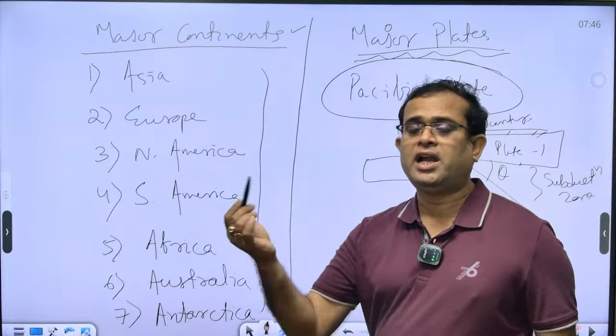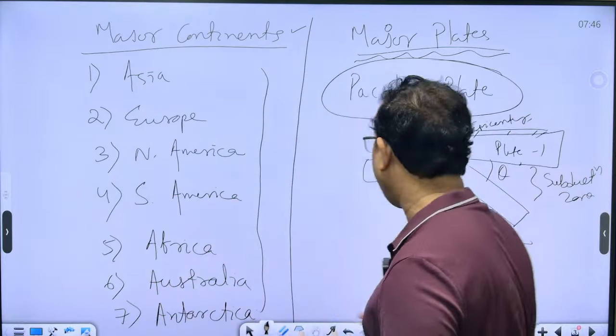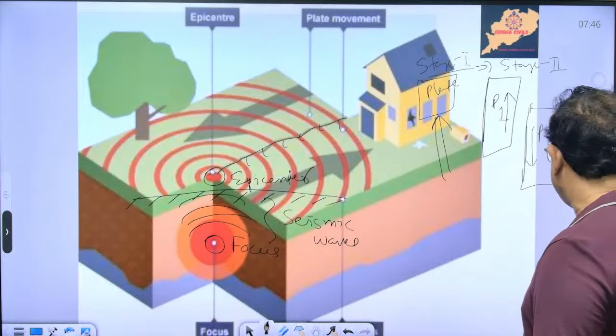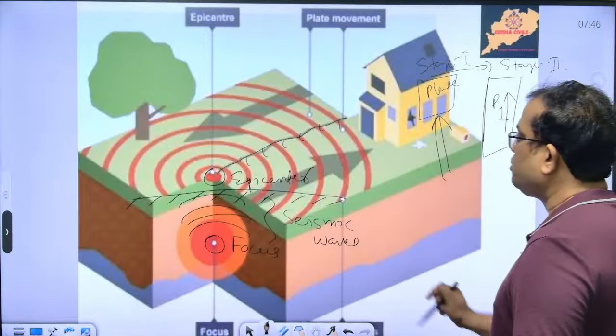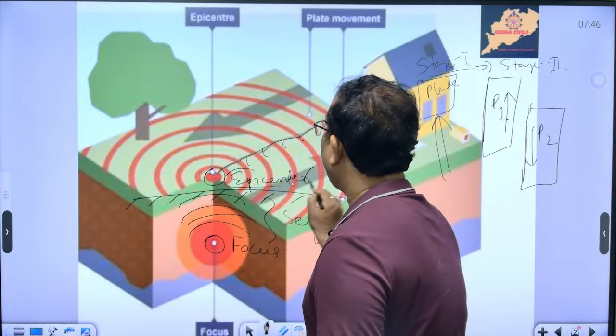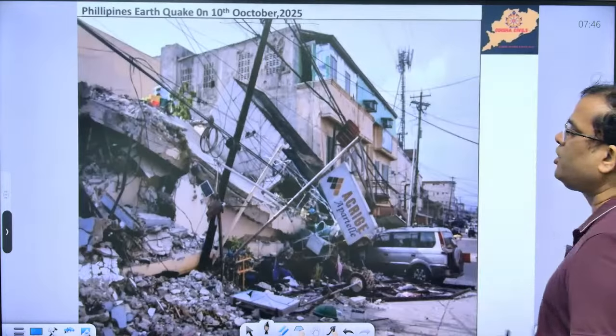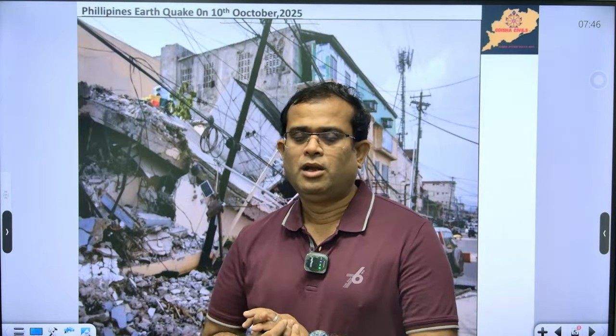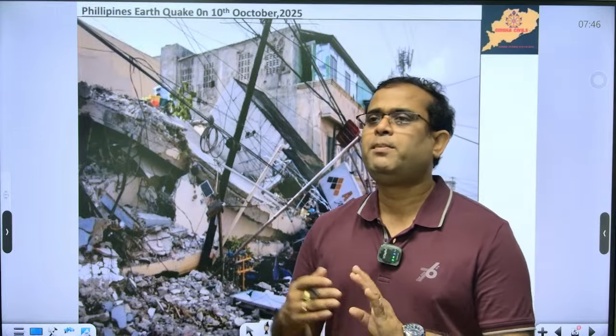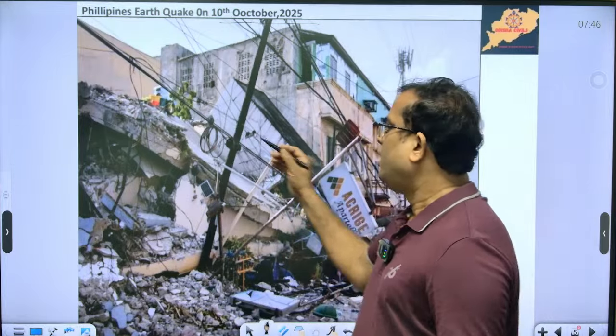Whether it is the continental crust or the oceanic crust, right? Exactly what happens in the Philippines case. In the Philippines case, this was the epicenter, right? Where was the epicenter that led to such a massive, catastrophic event? Lots of lives have been lost. Many people have been injured. Then let's see.